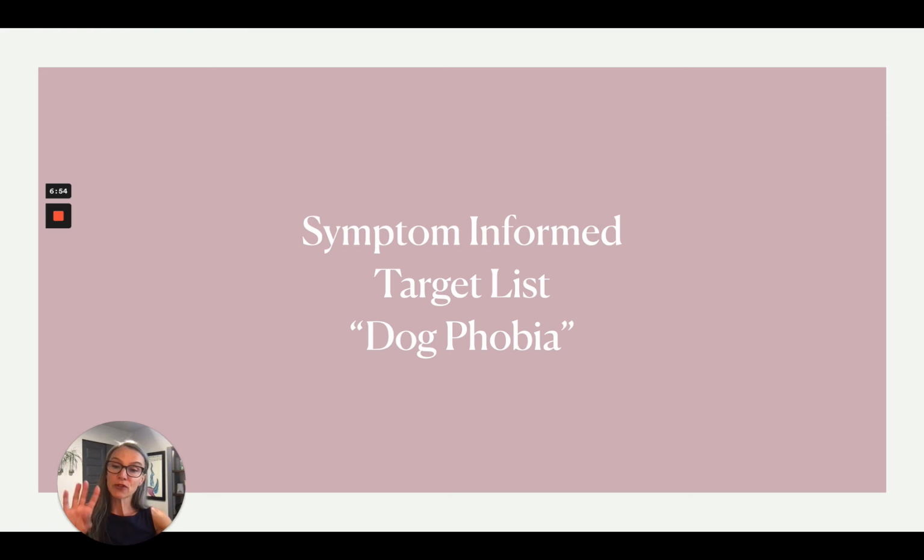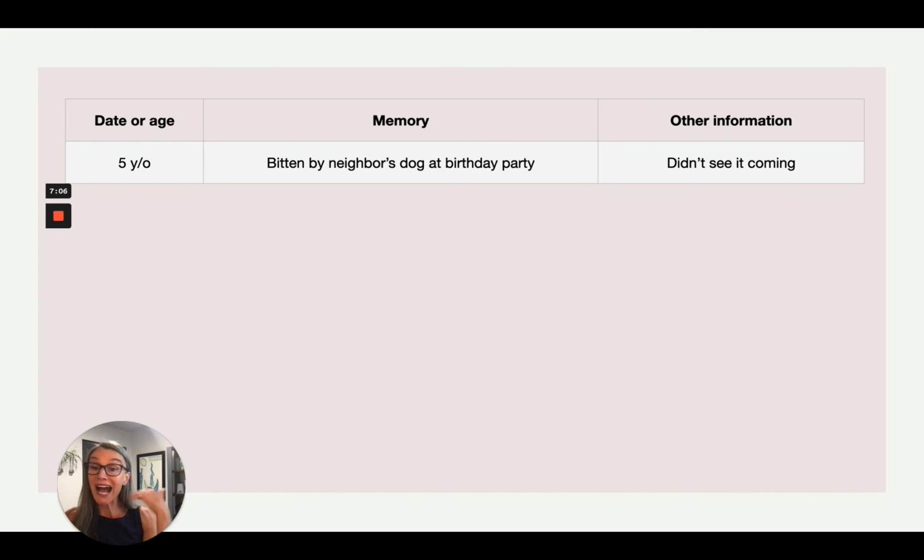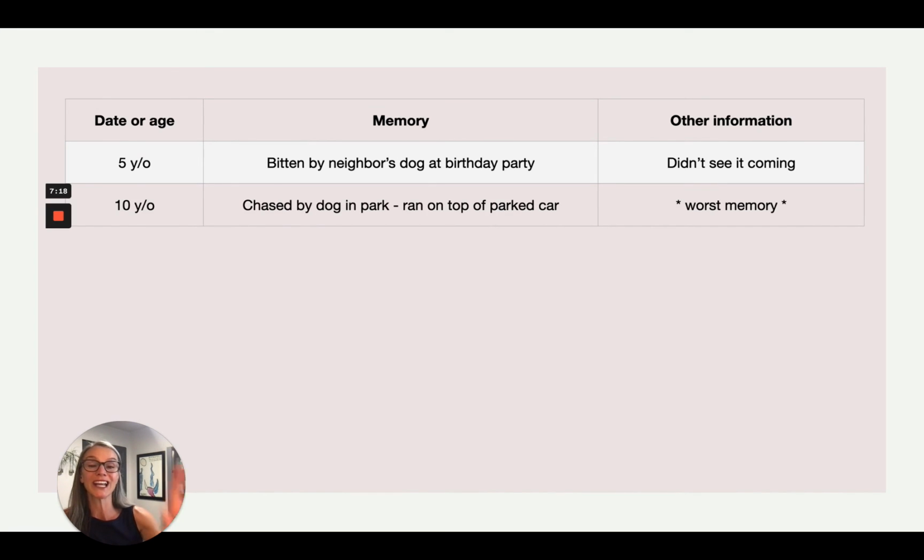But then we have to remember the client had a 4th symptom that he came with, which was a dog phobia. And that had nothing to do with this other cluster. It's its own cluster. This had to do with an incident that happened when he was a child. So I asked those questions again. When did this first happen? How has it gotten better? How has it gotten worse? How does it present itself now? I asked those initial questions and learned that at 5, he was bitten by a neighbor's dog at a birthday party, and he didn't see it coming. He got blindsided by this.